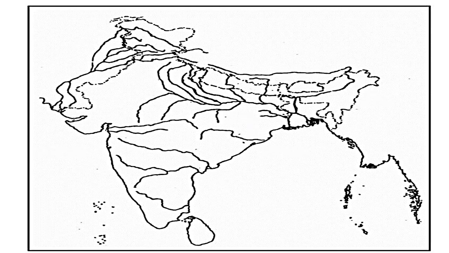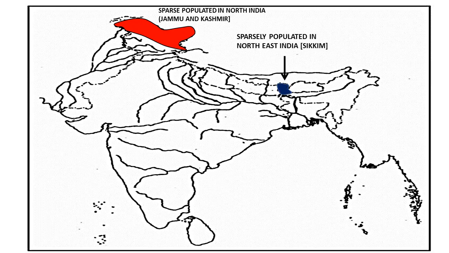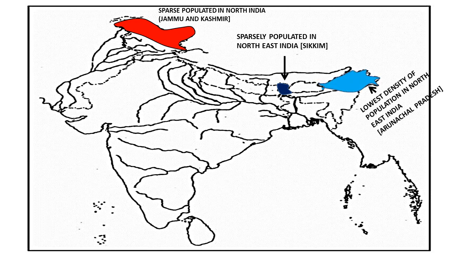Let's mark population on the map. Sparsely populated state in North India, that is Jammu and Kashmir. Sparsely populated in Northeast India, Sikkim. Lowest density of population in Northeast India, Arunachal Pradesh.